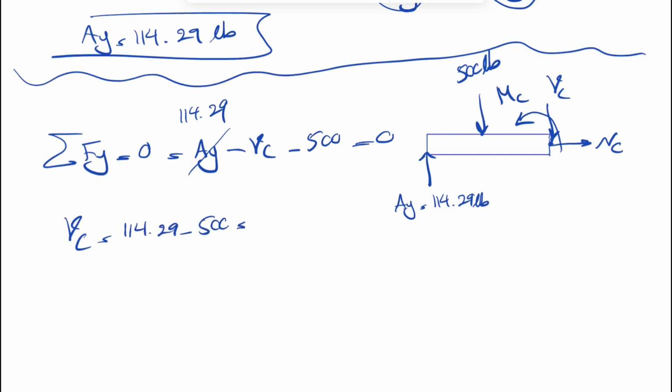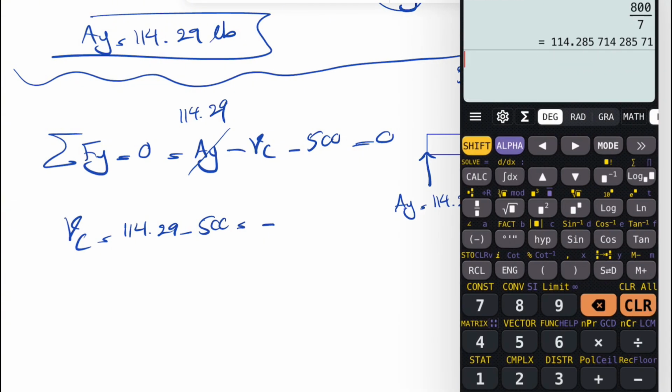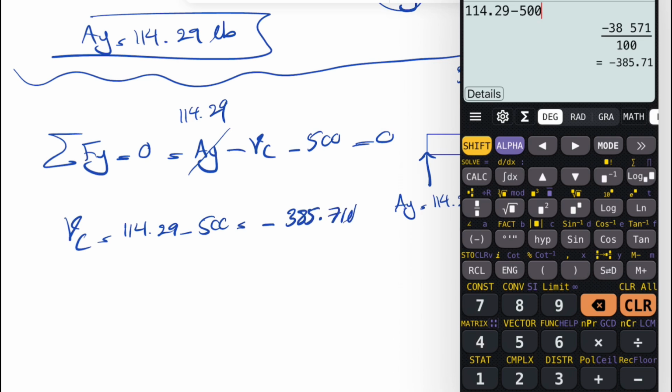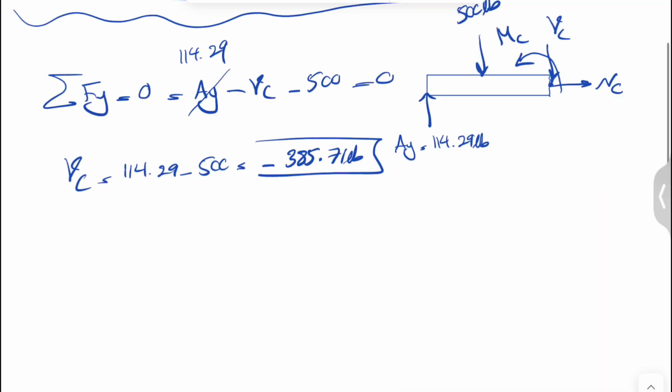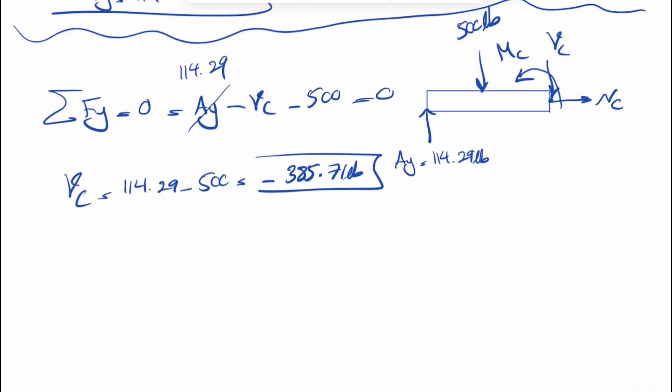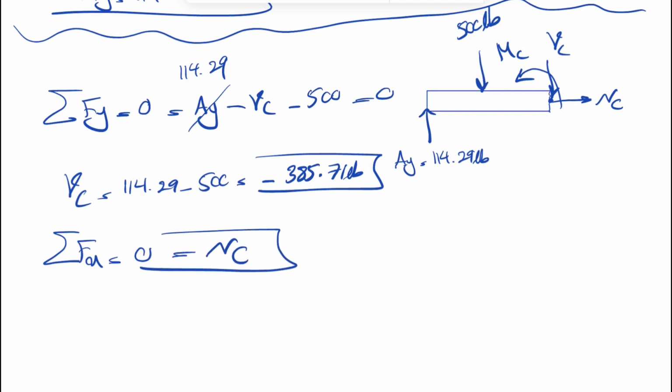114.29 minus 500. We're going to get a negative sign that shows our assumption for VC is not correct. It's actually upward. So 114.29 minus 500 is minus 385.71 pounds. So we found the shearing force. If we do the sum of all forces in x equals 0, we can figure out that NC is 0, so no axial force for the point C.